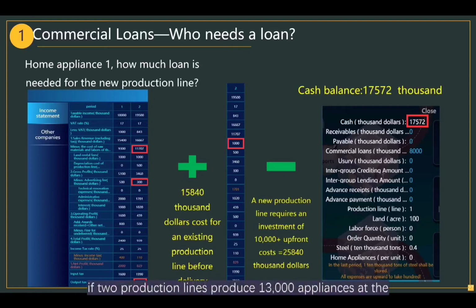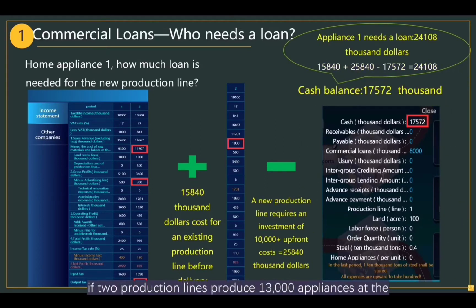From the inventory, we know that the current cash of appliance 1 is $17,572,000. If two production lines produce 13,000 appliances at the same time, then appliance 1 needs a loan of 15,840 plus 25,840 minus 17,572 is equal to $24,108,000.